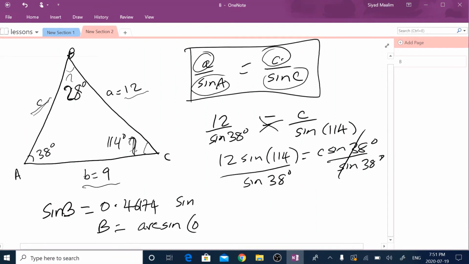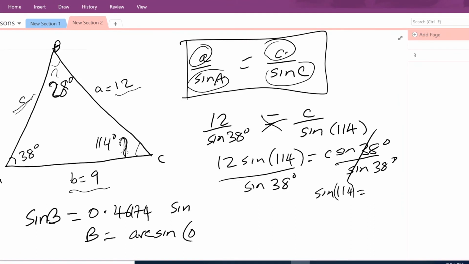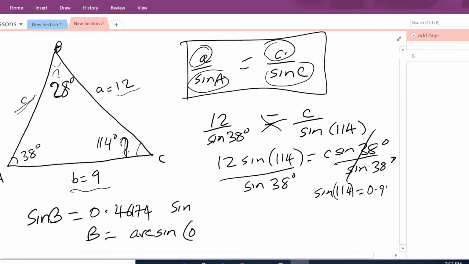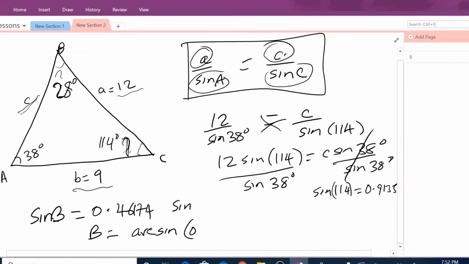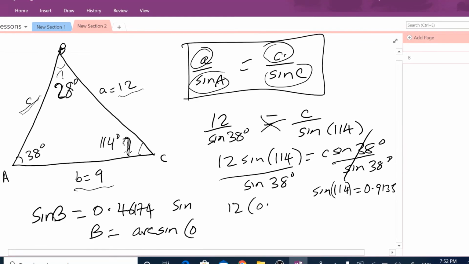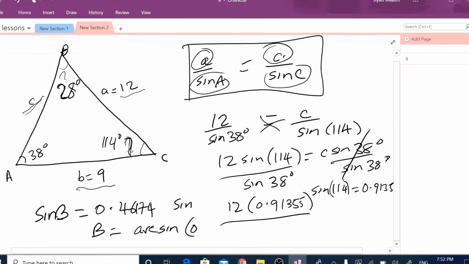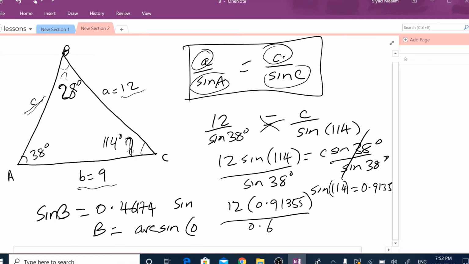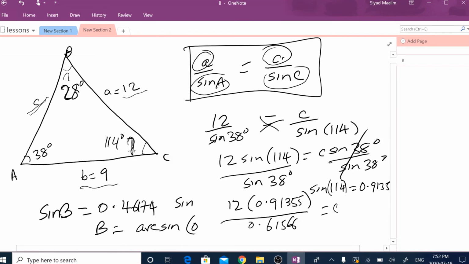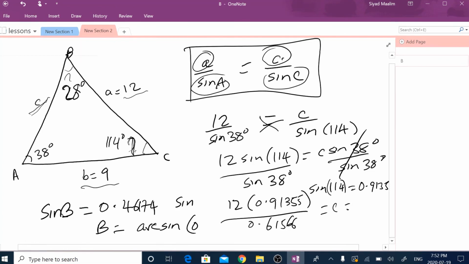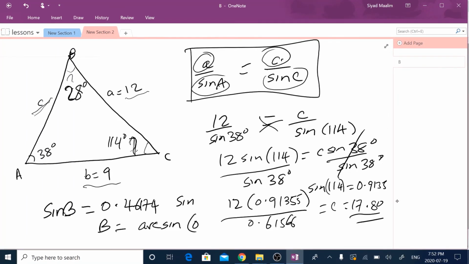So what is sine 114 when you put that in your calculator? Sine of 114 is 0.913. So multiply that by 12, and then divide by sine of 38, which is 0.61566. When you divide that, it will give you C. Therefore C is 17.80. So that is how you find C.